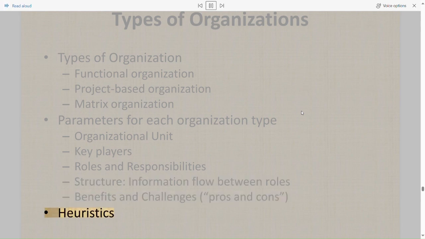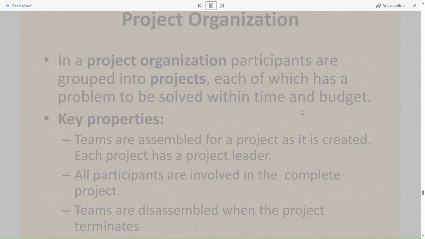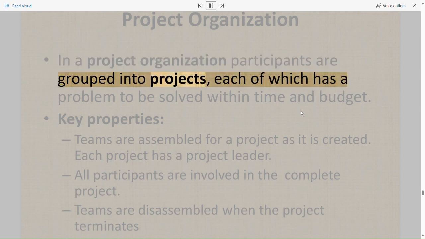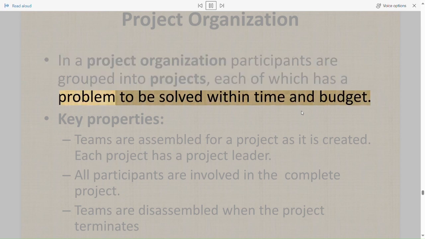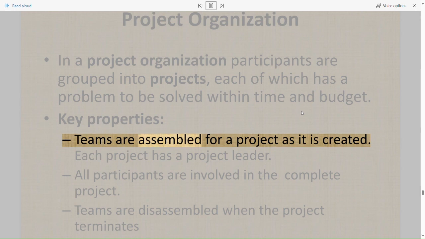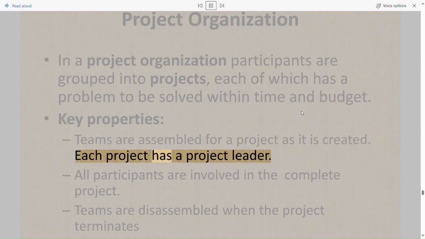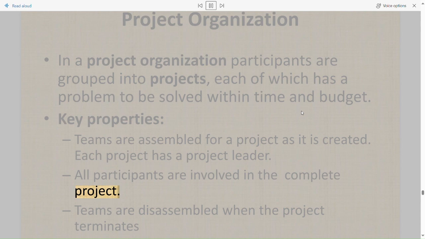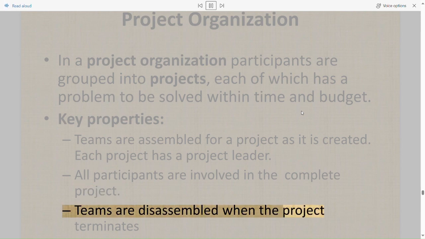Heuristics. Project organization. In a project organization, participants are grouped into projects, each of which has a problem to be solved within time and budget. Key properties: teams are assembled for a project as it is created. Each project has a project leader. All participants are involved in the complete project. Teams are disassembled when the project terminates.